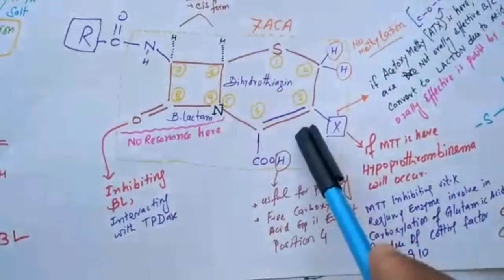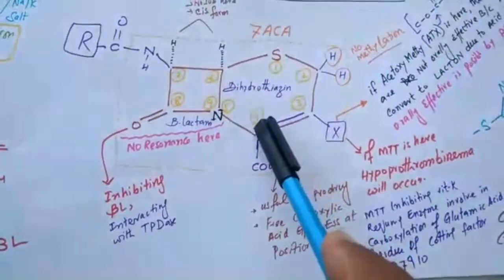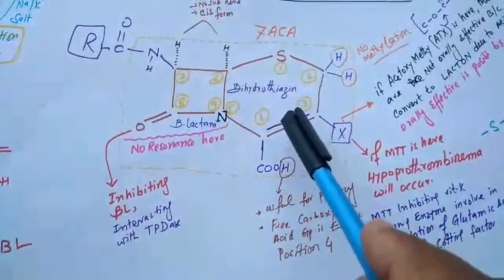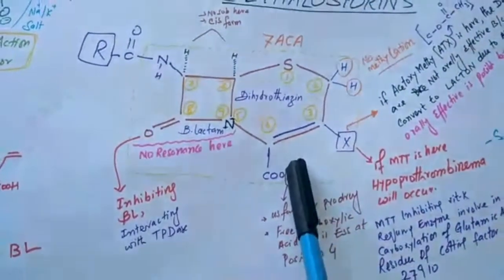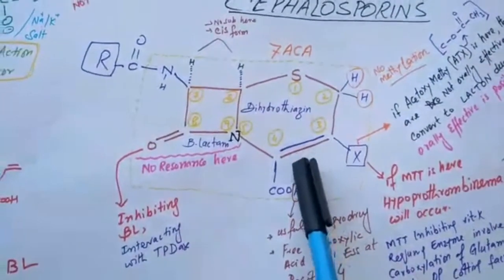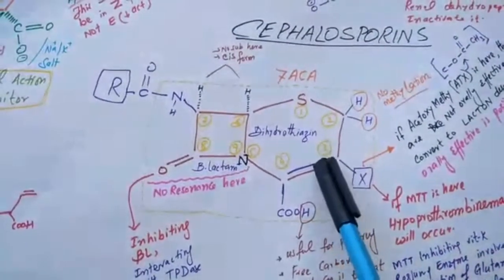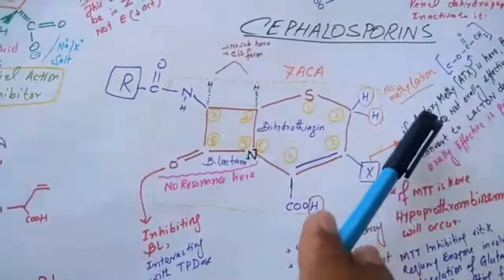The double bond must be between 4 and 3, not 3 to 2 and so on. This must be present here. This double bond is responsible for geometrical isomerism and keeps the molecule in a fixed position.